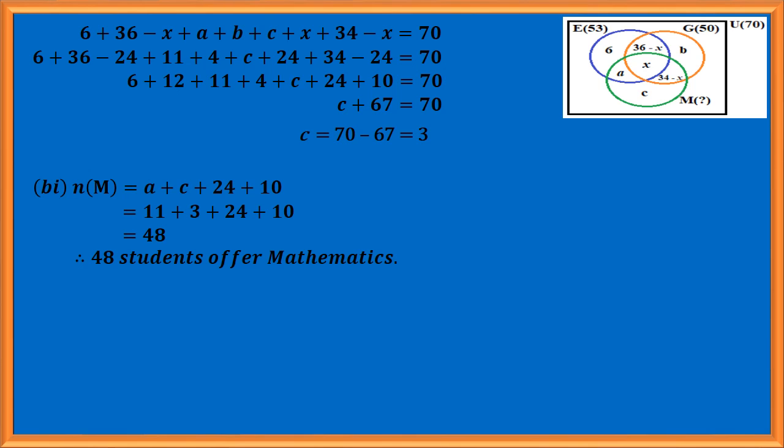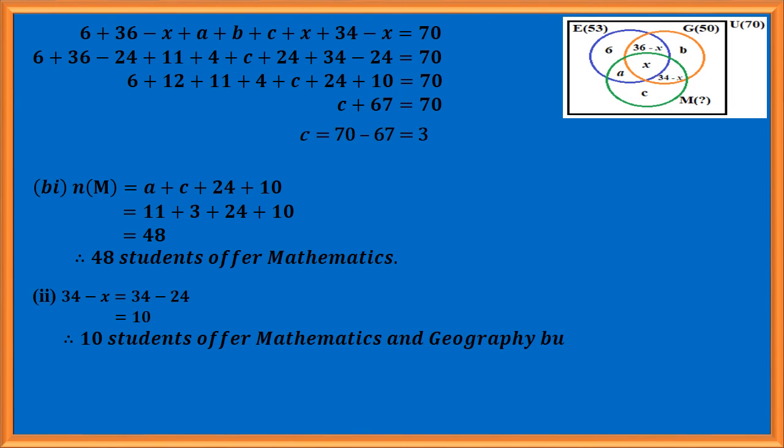For those who offer mathematics and geography but not economics, we are going to consider 34 minus x, geography and mathematics but not economics. So that will give us Roman numeral 2, 34 minus x, which is 34 minus 24, and this will be equal to 10. So therefore 10 students offer mathematics and geography but not economics.